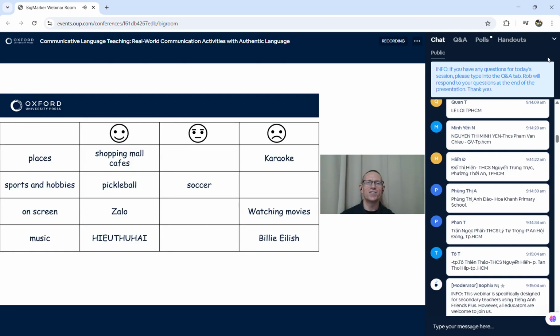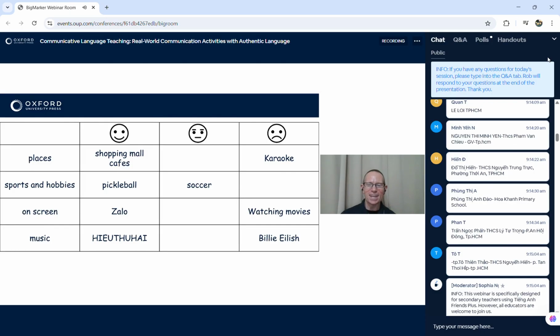Okay, so this student really likes shopping malls and cafes, but she hates karaoke. She likes playing pickleball, which I understand is popular in Vietnam. She doesn't mind soccer, not bothered about soccer. On screen, she likes using Zalo, which I understand is a popular social networking site, but she really hates watching movies. For music, her favourite musician, you can see here, is Hugh Tu Hai, which I looked up. I understand he's very popular with Vietnamese teenagers, but she really doesn't like Billie Eilish.